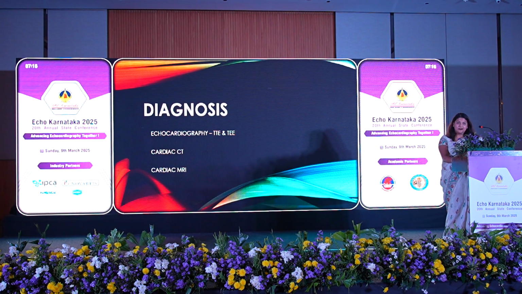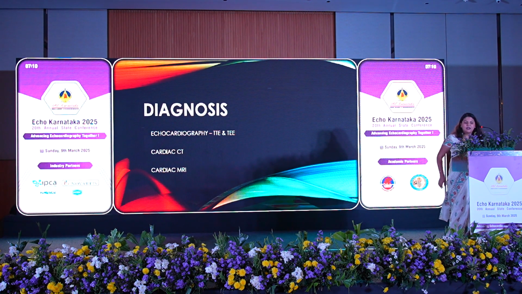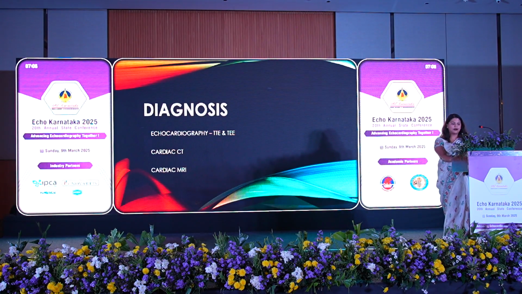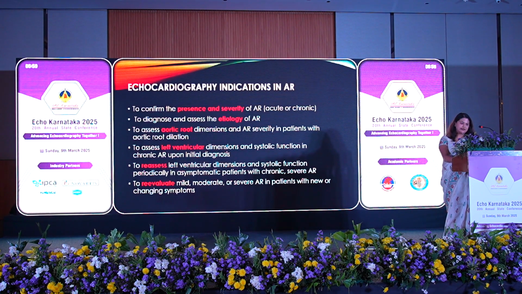Both TTE and TEE help define the etiology and classify and assess the severity of AR. Cardiac CT is used basically to assess aortic root anomalies or dilatations. Cardiac MRI is used to assess volumes; it is less frequently used, but predominantly it is the echo. So there are a few important indications for echo in AR: to assess the presence and severity, and to assess the etiology. Aortic root and LV dimensions need to be assessed, and all of these have to be reassessed and reevaluated sequentially, especially in patients who are asymptomatic.